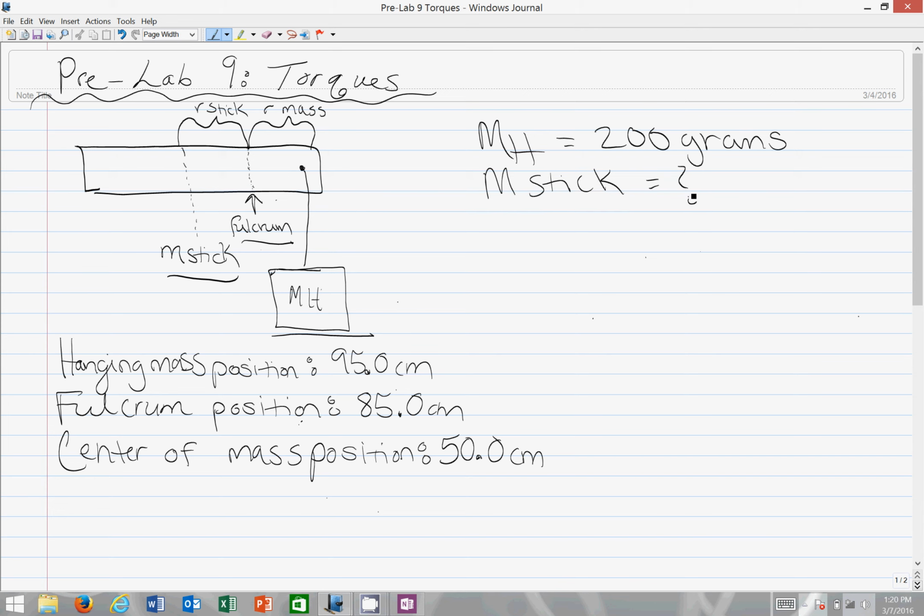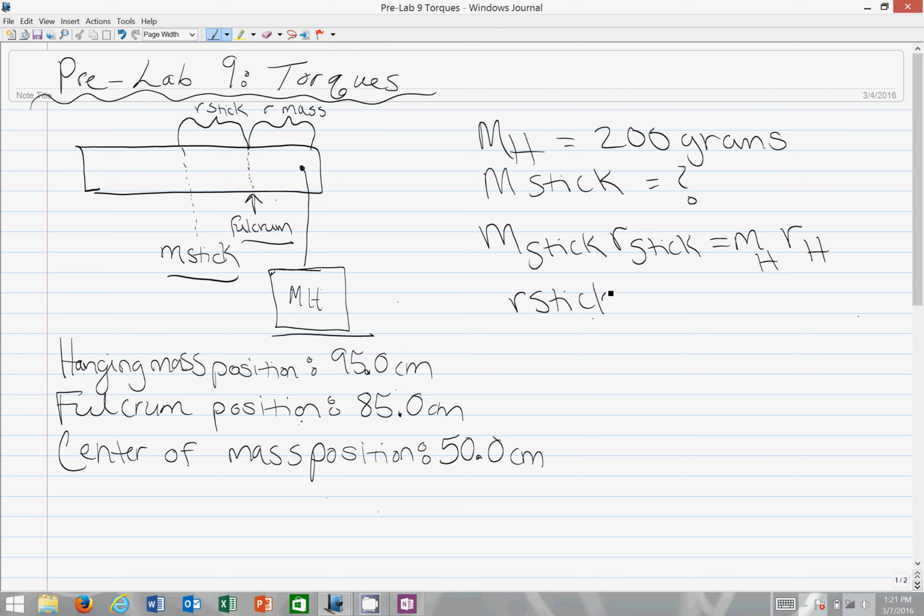In order to do this, we need to set up our problem in our equation. We have mass of the stick multiplied by r of our stick and set it equal to mass of the hanging object multiplied by r of the hanging object. To find r of the stick and r of the hanging object, we do a couple of things.